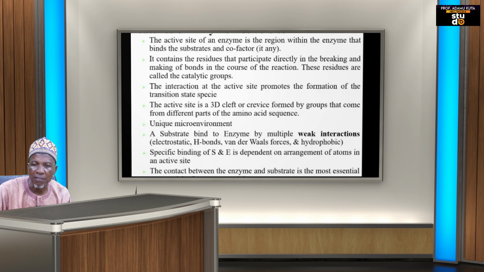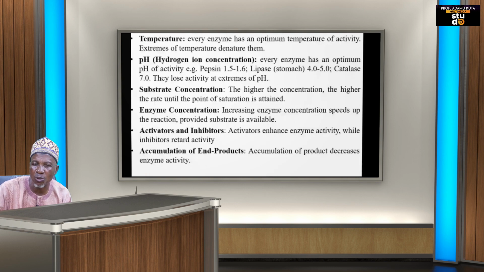Another factor, we have activators and inhibitors. Enzymes are susceptible to effects from either activators or inhibitors. Activators are those substances that, when introduced into an enzyme system, will make it act faster, while inhibitors are those that retard or slow down the activity of an enzyme.